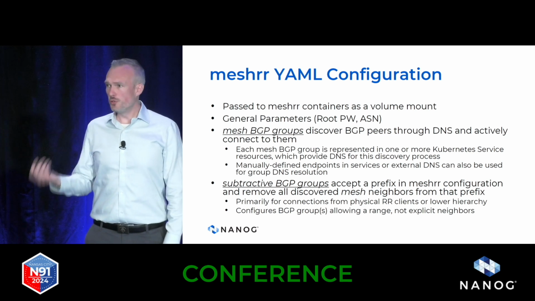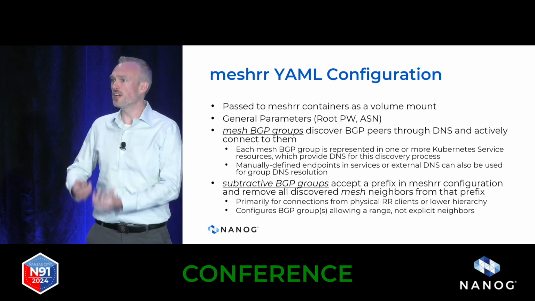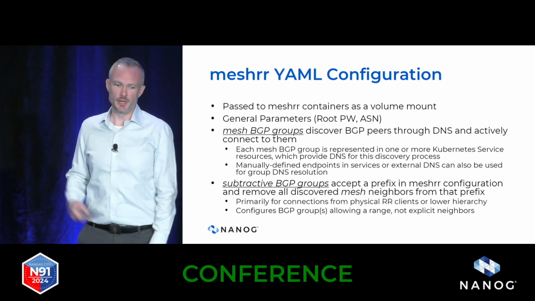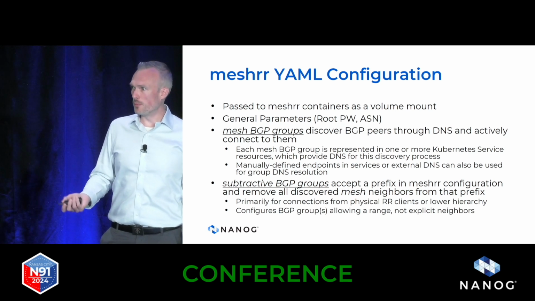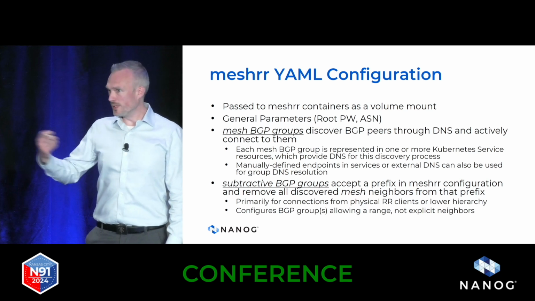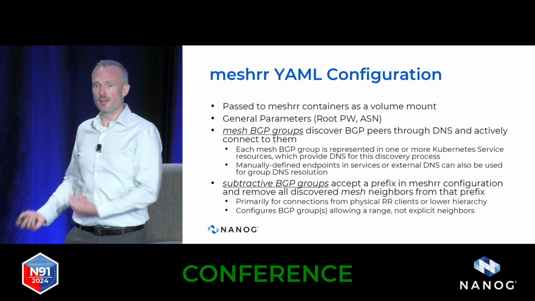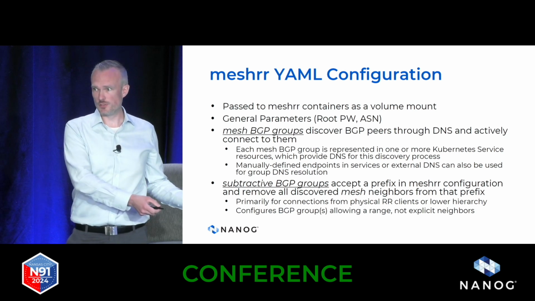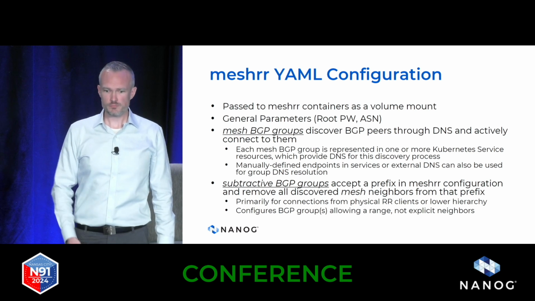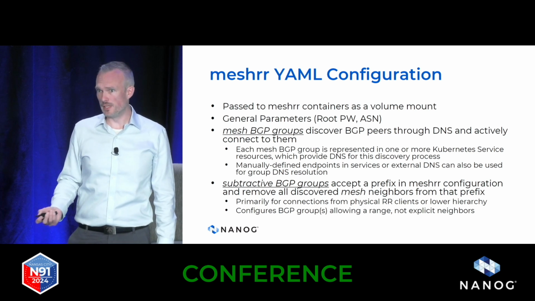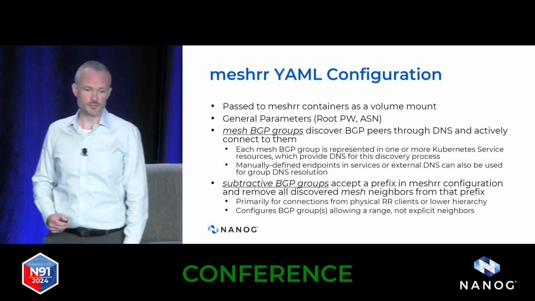Now, we have two types of BGP groups. The first one is called a mesh group, and this actually has to be processed first, and you'll see why in a second. So mesh groups discover what its members are by doing that DNS query for a known domain name, getting the list of A records back, and then pushing that via netconf into the cRPD configuration to go and form those BGP connections. Again, we can also use manually defined endpoints in these services or external DNS servers if that's our preference.